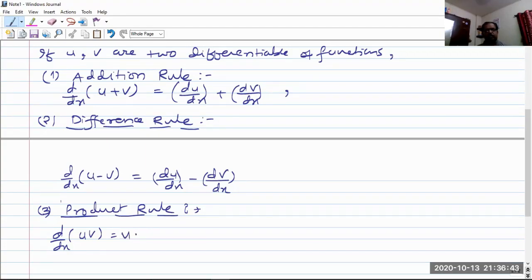The first function u is multiplied by the derivative of the second function v, that is dv by dx, plus the second function v kept as it is, times the derivative of the first function, that is du by dx. So u dv by dx plus v du by dx is the way to find the derivative of a product of two functions. It is not simply the product of the derivatives of the functions, but we need to follow this rule: the first function kept as it is, apply differentiation to the second function, plus the second function kept as it is, and then apply the derivative to the first function.